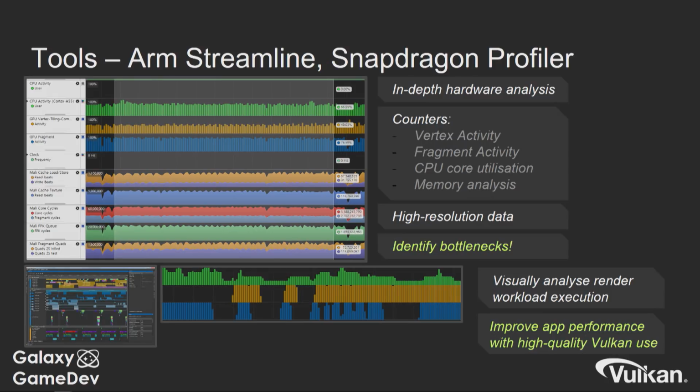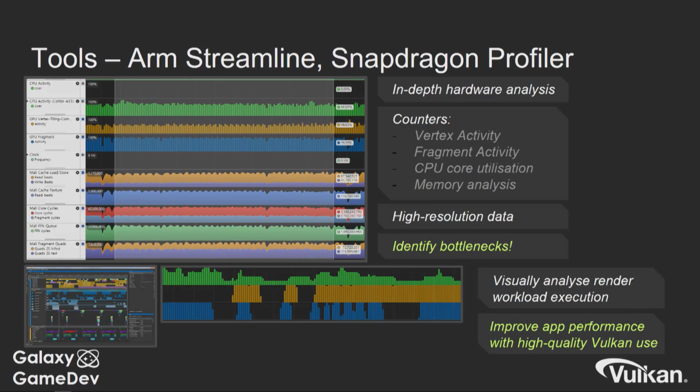The other main tool that we use are static counter-based profilers. The top one is called Streamline, and that is used primarily for ARM hardware. So the Samsung phones ship with two chipset variants, ARM Mali and Qualcomm Adreno.